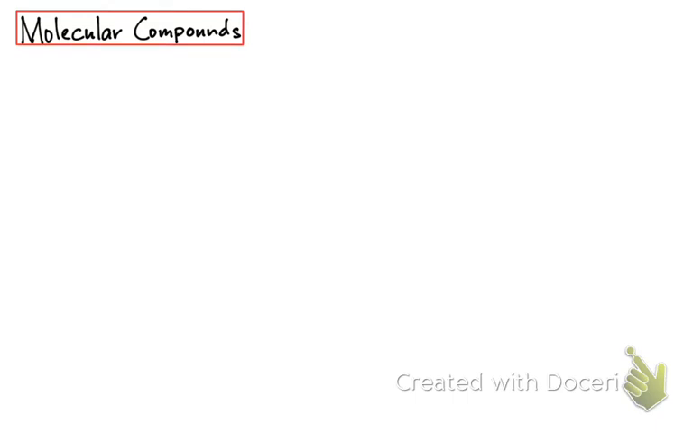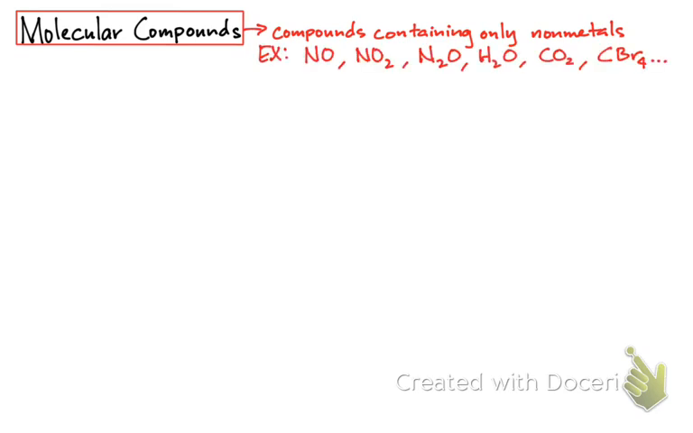Alright, so if you remember, molecular compounds are different from ionic compounds in such a way that they only contain nonmetals. So for example, if you look at these here, you have nitrogen monoxide, nitrogen dioxide, N2O, H2O, CO2, CBr4. If you analyze these chemical formulas, they don't contain any metals.